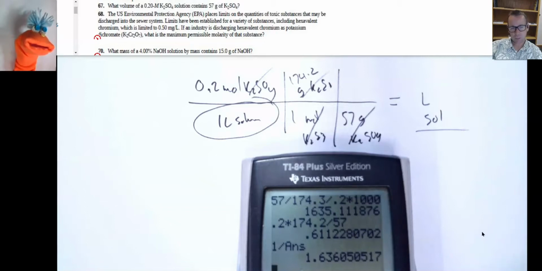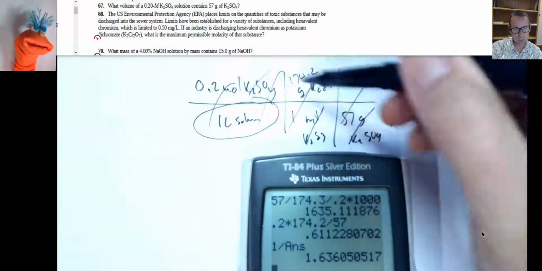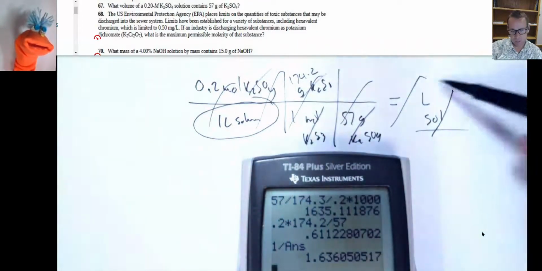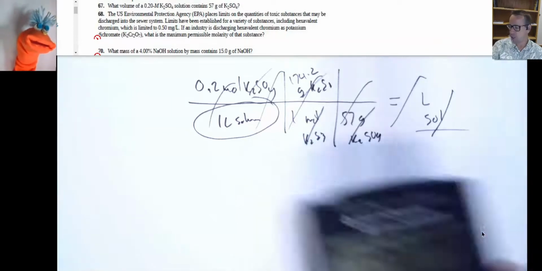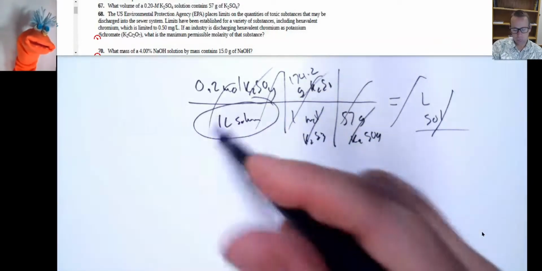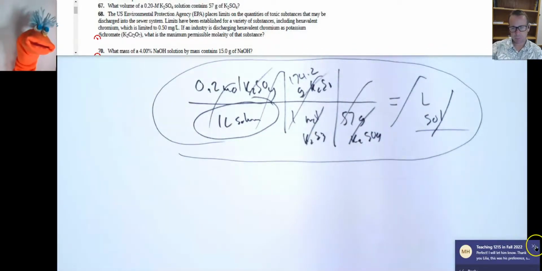So that's something you can do, but this isn't true, that the combination of these units this way does not give us liters. It gave us 1 over liters. Okay? So it's all right if you do it the wrong way. You just stop and go back and do it the right way.